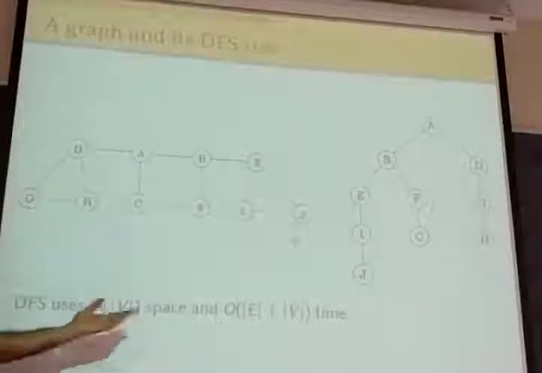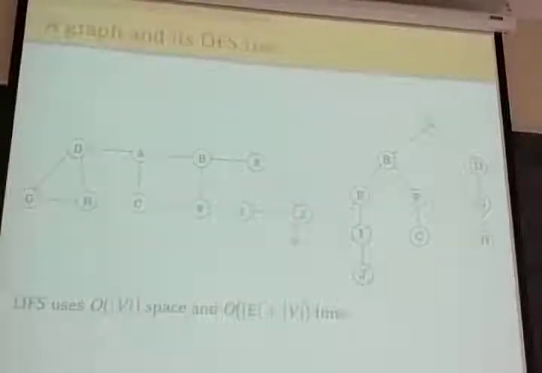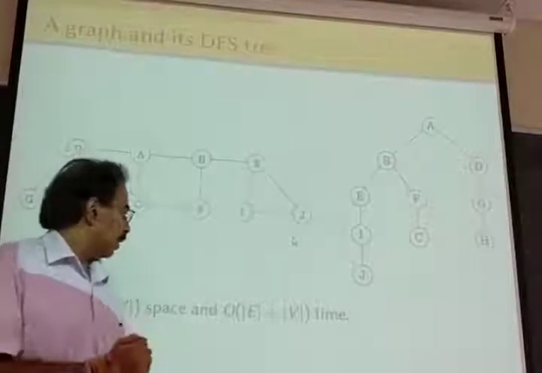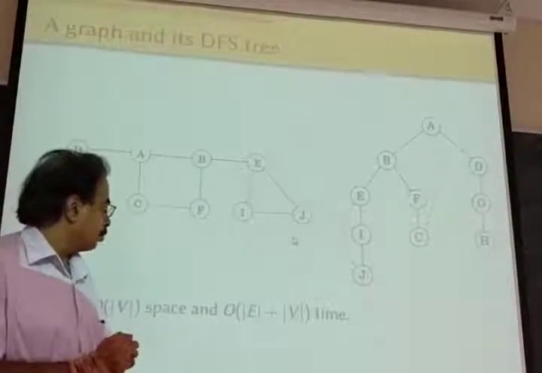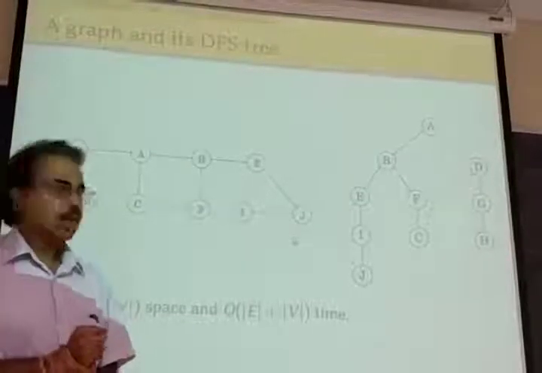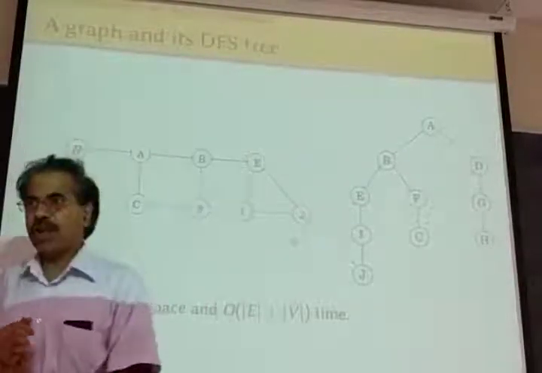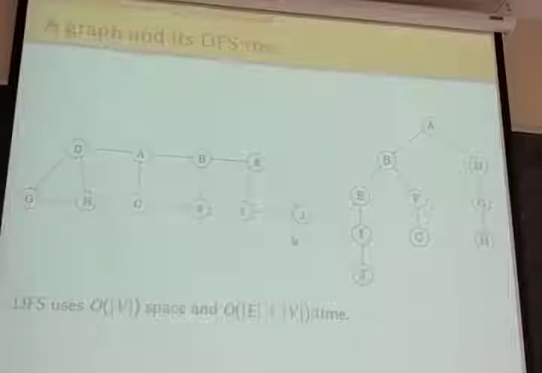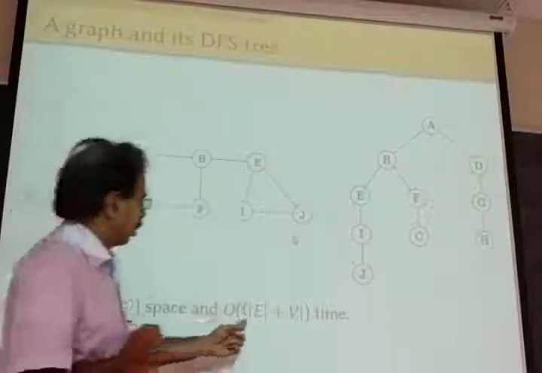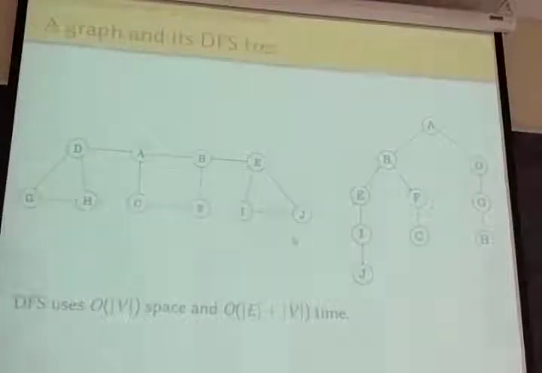So you can easily see that DFS uses something like O of E plus V time, right? Because every edge has to be checked, right? And therefore, the total time spent will be order of E plus V. Okay?